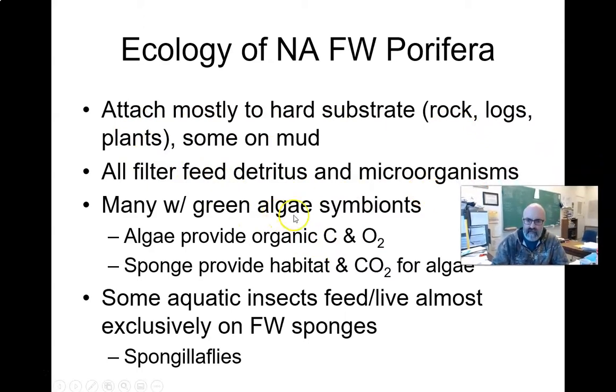A lot of them have these green algae symbionts. So when you see this word, you're thinking sim, together, like sympatric. These two living things living together. What does the algae get? Habitat and carbon dioxide. What does the sponge get? Well, the algae takes the CO2, turns it into sugar, right? And produces oxygen too. Very cool stuff. So that's phylum Porifera.